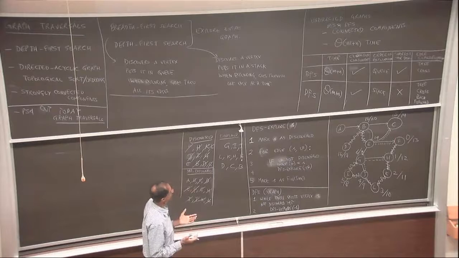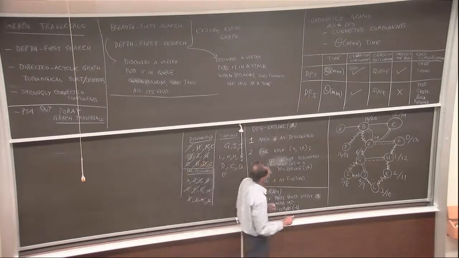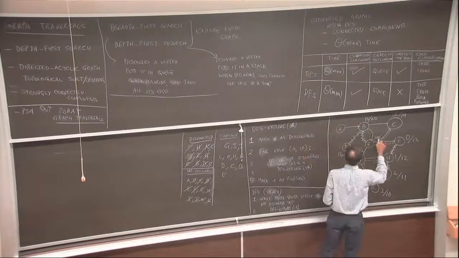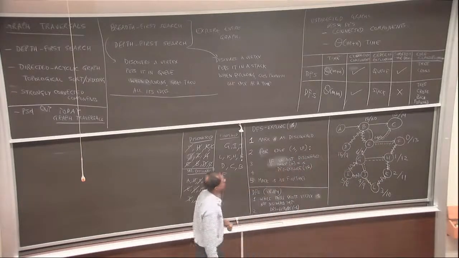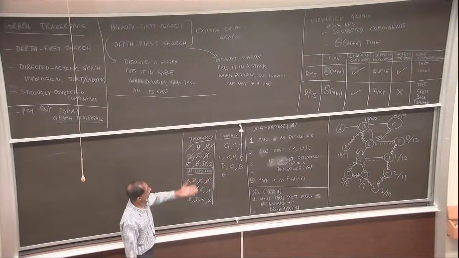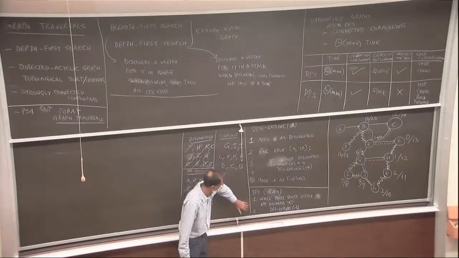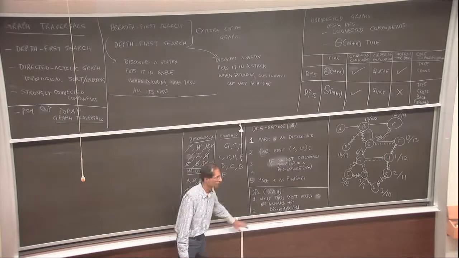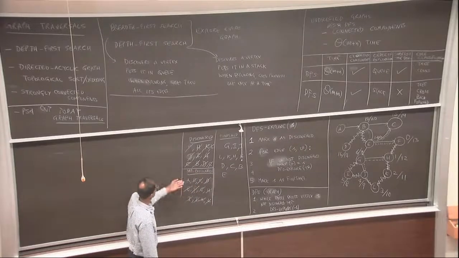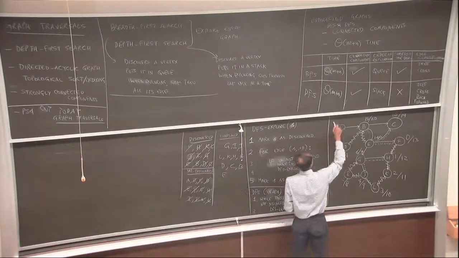Okay, then E is done. So E gets done at time 21. And at this point, the DFS explore for E completes, and we come back here. Is there any vertex left to do? Yes, and that's the vertex A. So we start from A at 22.